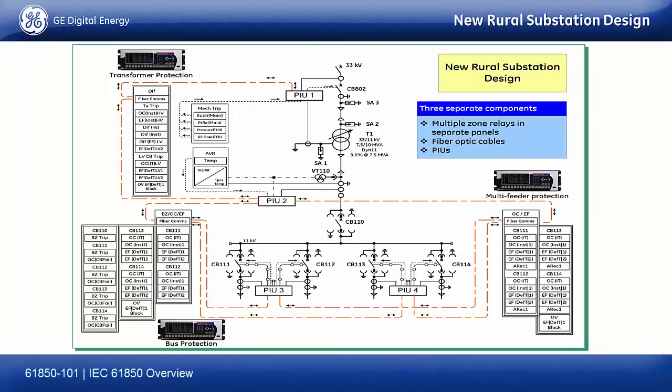A B30 does differential protection of the bus and backup overcurrent protection of each one of the four feeders individually, and a T60 does transformer protection. So they wound up designing three relays and four bricks as a complete substation.